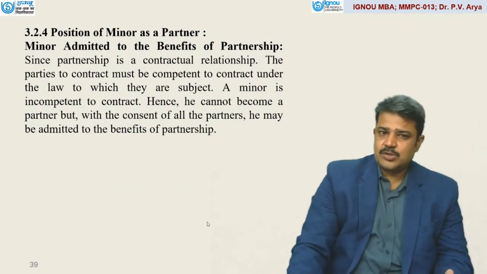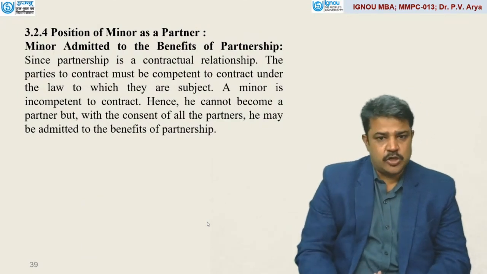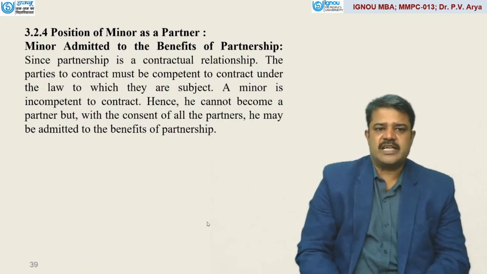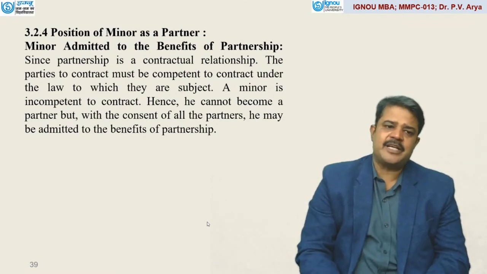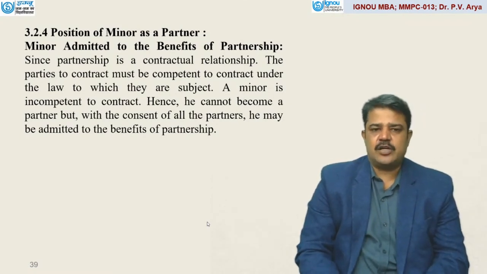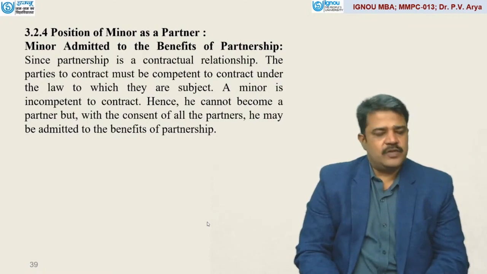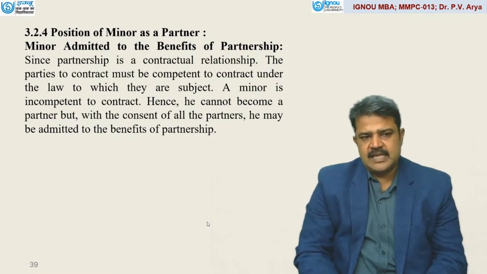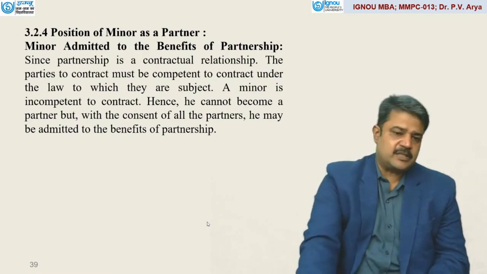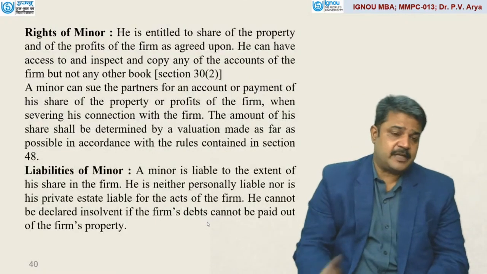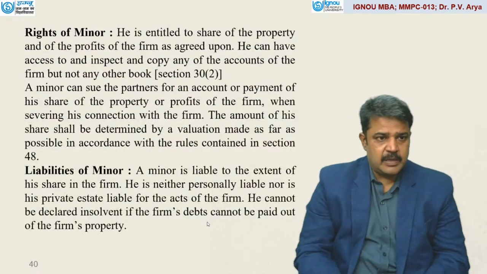Since partnership is a contractual relationship, the parties to the contract must be competent to contract under the law to which they are subject. A minor is incompetent to contract. Hence, he cannot become a partner. But with the consent of all the partners, he may be admitted to the benefits of partnership. There is a difference between benefits of partnership and becoming a partner.